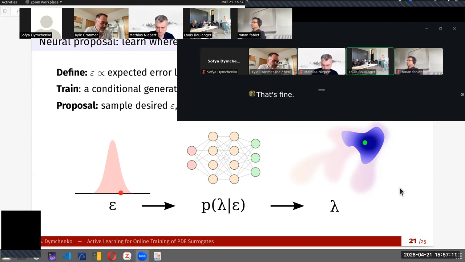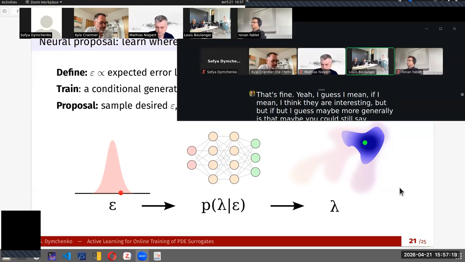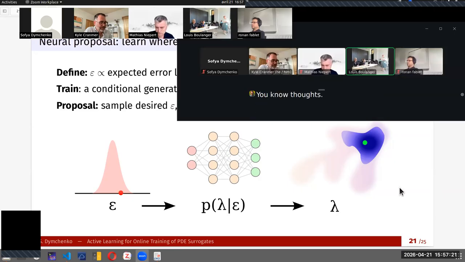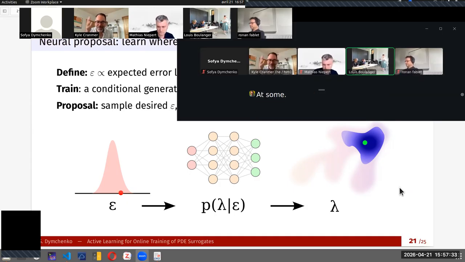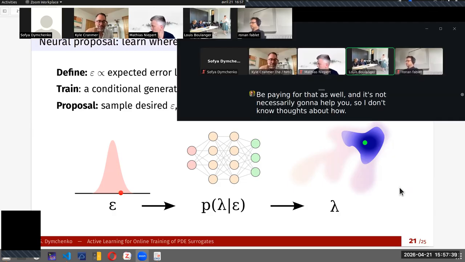Yeah, I think they are interesting, but maybe more generally, you could still say, thoughts about the trade-off between trying to come up with a smarter type of prior that might have more computation, but at some point you're going to be paying for that as well, and it's not necessarily going to help you. So just thoughts about how you would approach that kind of trade-off.